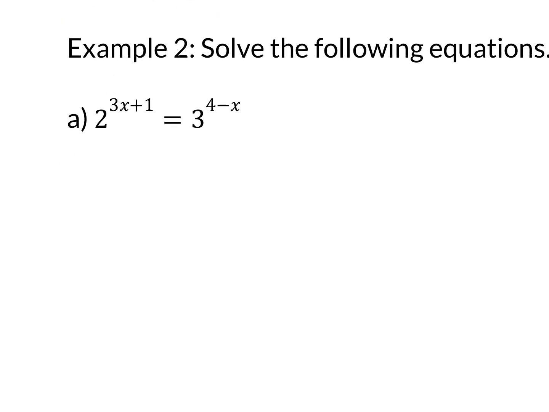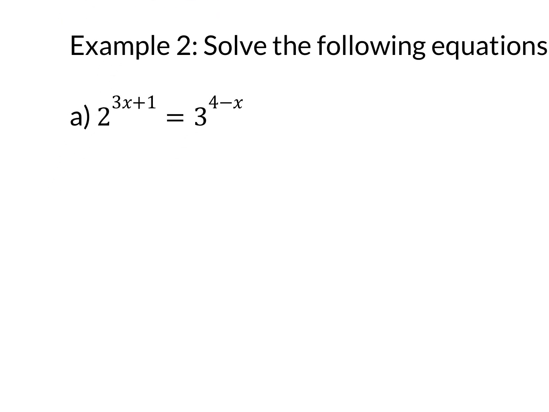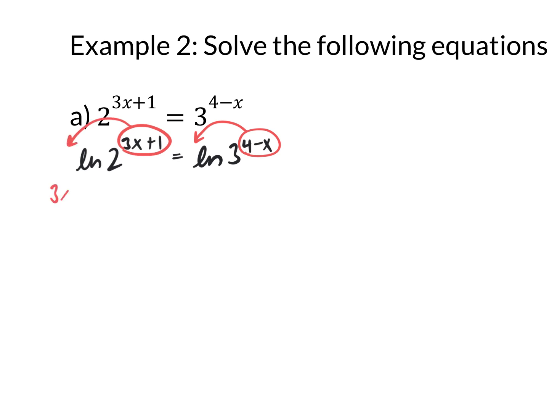All right, let's go ahead and look at letter A here on example 2. So again, I have exponentials and I need to rewrite this so that I can get those exponents out. So I'm going to take the natural log of both sides. I could have taken the log of both sides and that would be the same thing. And now let's rewrite this by taking those exponents and moving them down in front of our numbers to give us 3x plus 1, that's the whole quantity, times the natural log of 2, and we have 4 minus x times the natural log of 3.